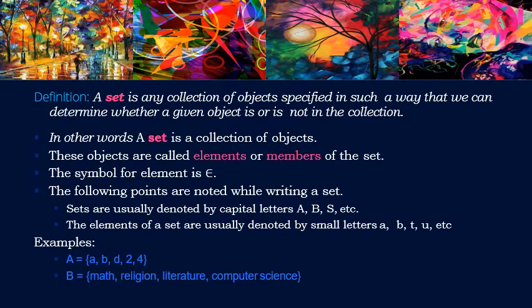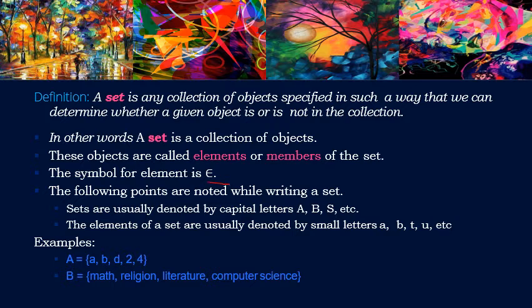By definition, a set is any collection of objects specified in such a way that we can determine whether a given object is or is not in the collection. So, in short, a set is a collection of objects. These objects are what we call the elements or the members of the set. So, we all know that the symbol for the element is this one.